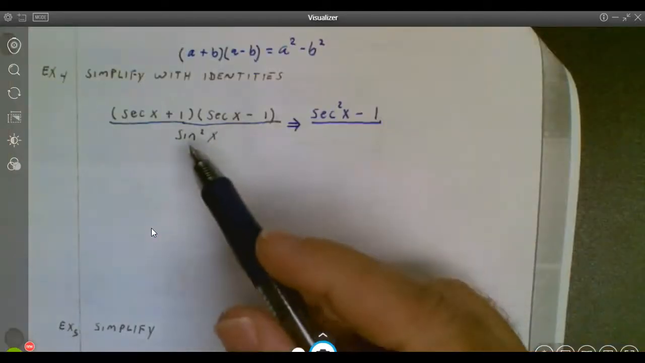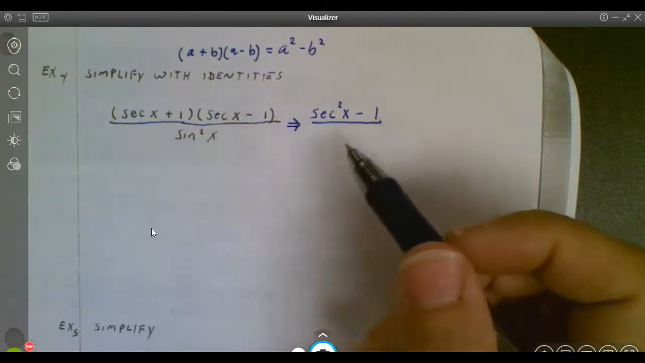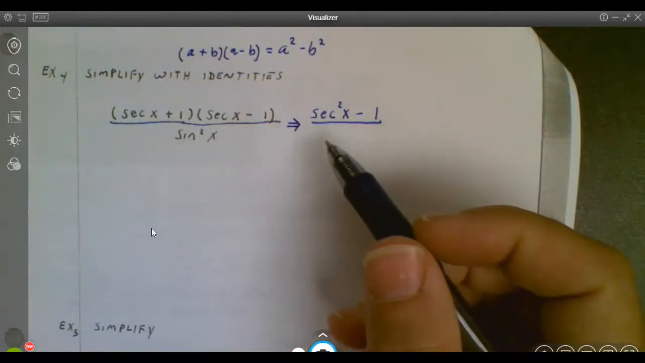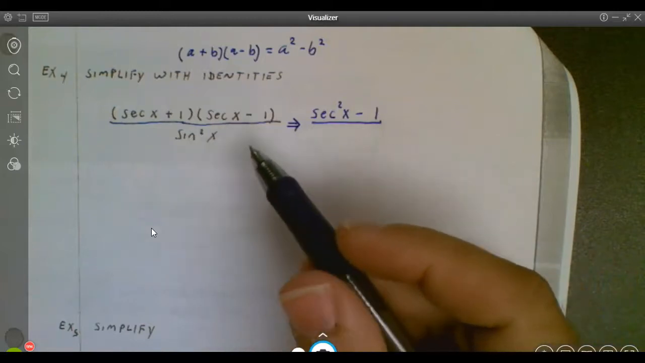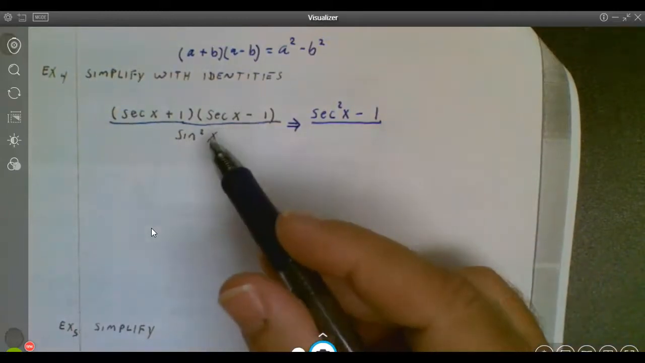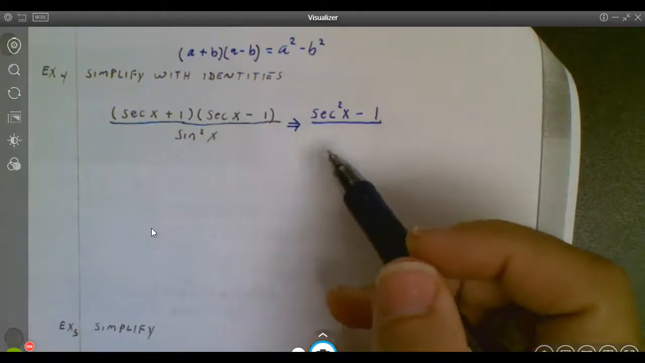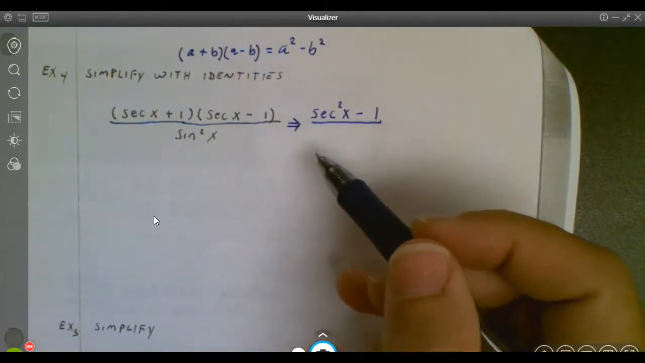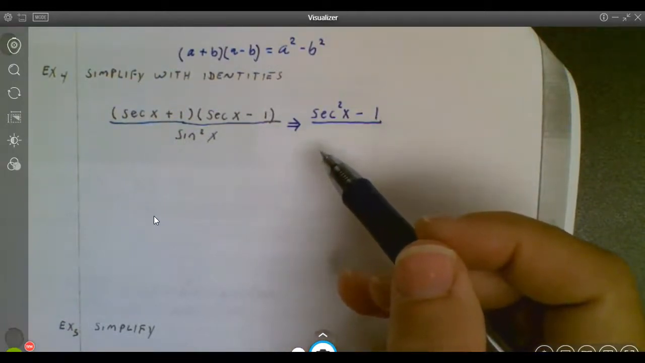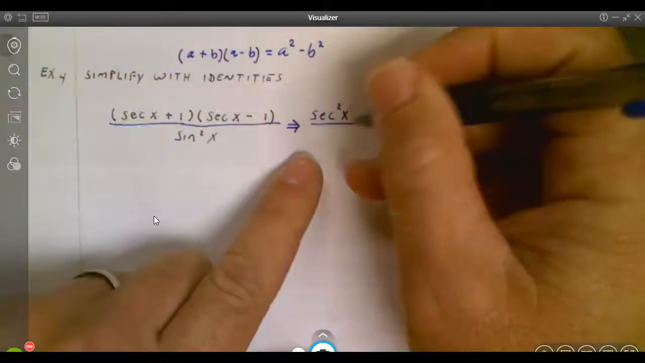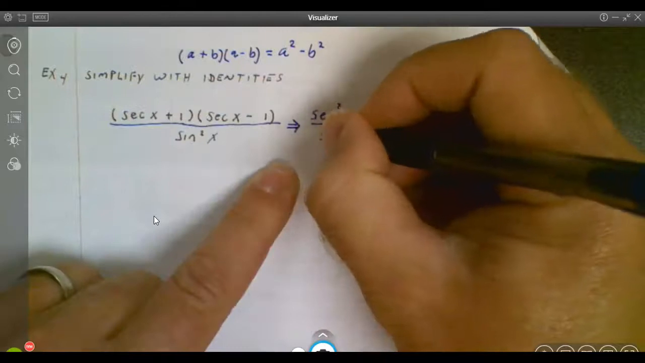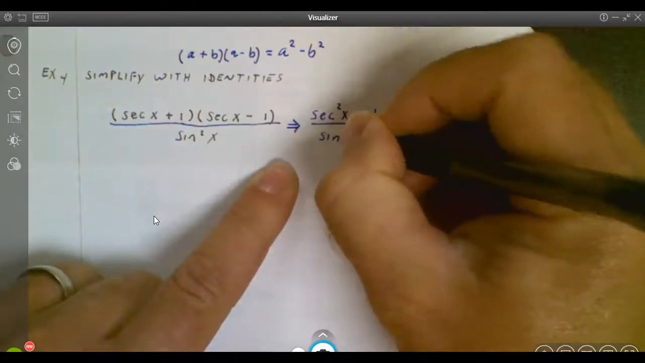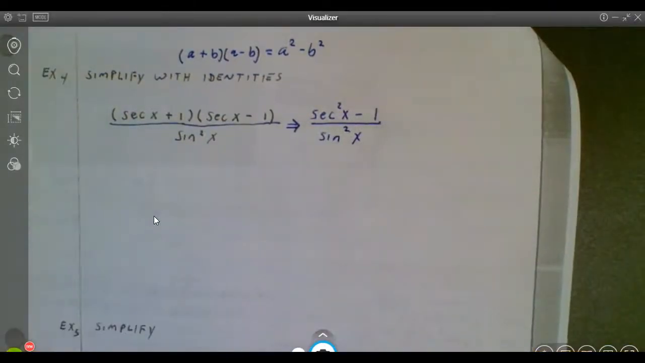As I look at the bottom of this, I do know that sine squared is 1 minus cosine squared, but we have to be careful. I do want to make sure that I'm left with things that will simplify. So even though I could replace this with 1 minus cosine squared, I don't know that that would help me in this case. So I'm going to keep my sine squared as it is for now. So let's leave that.